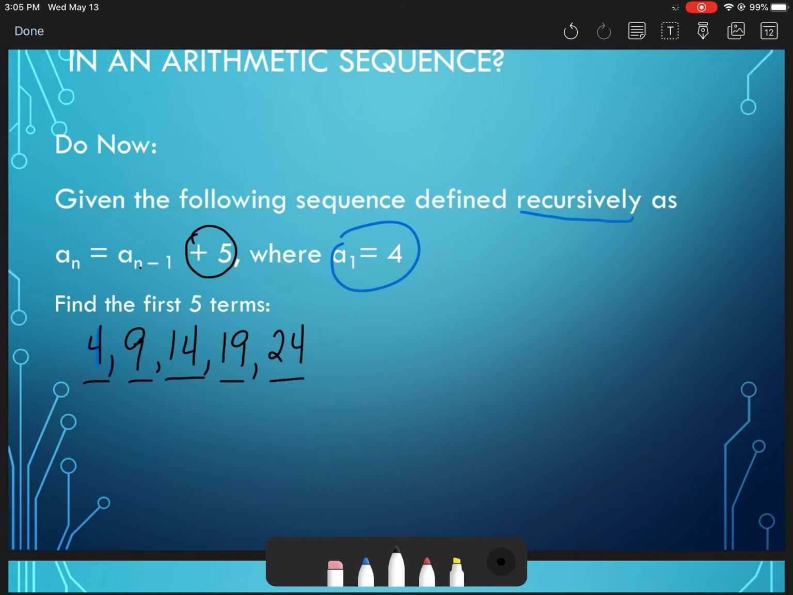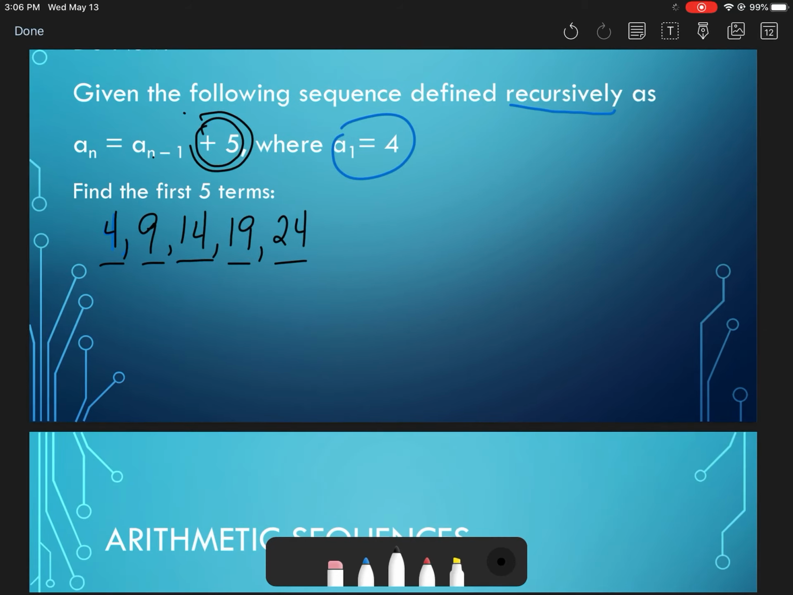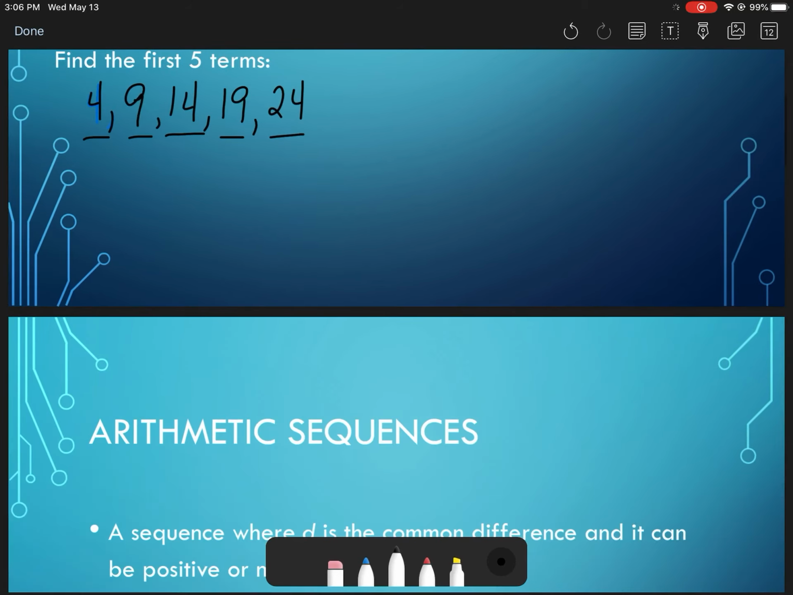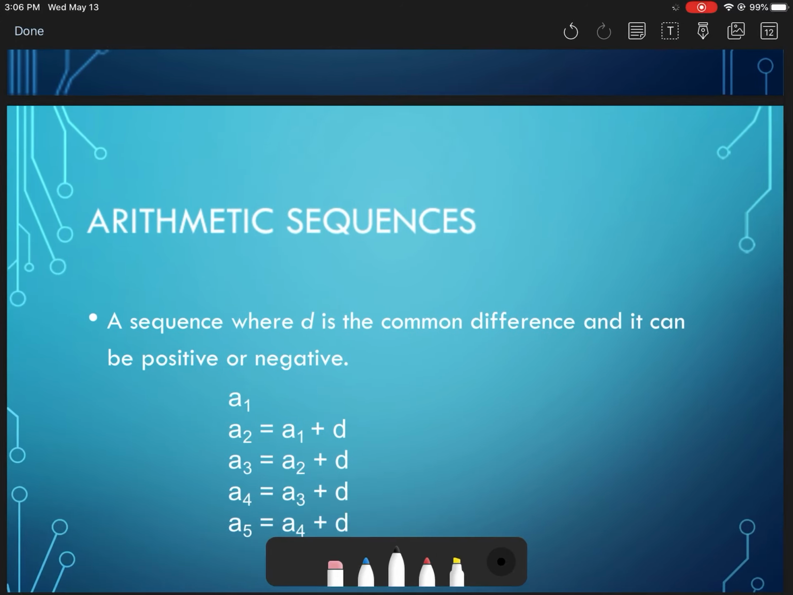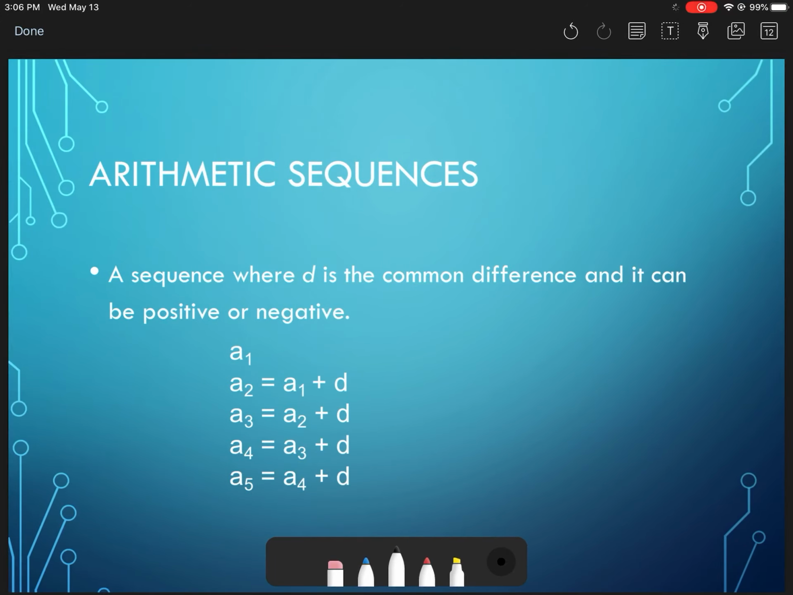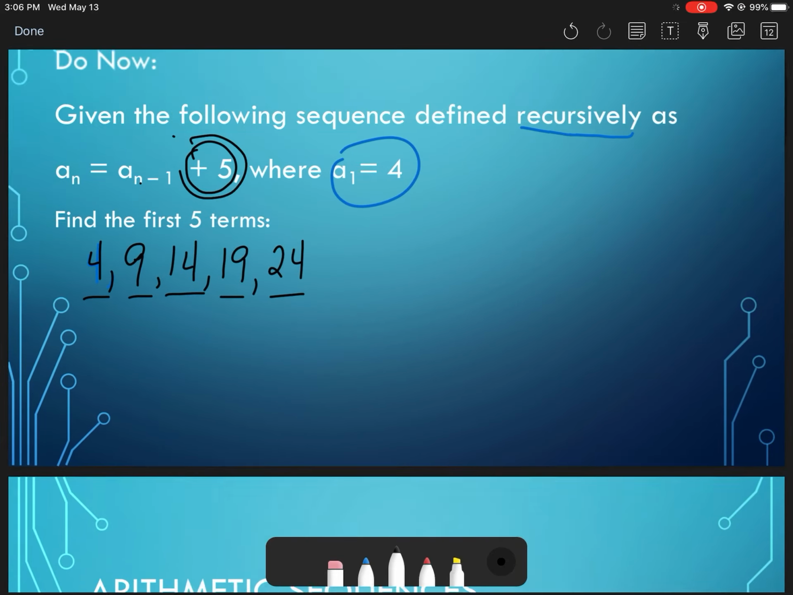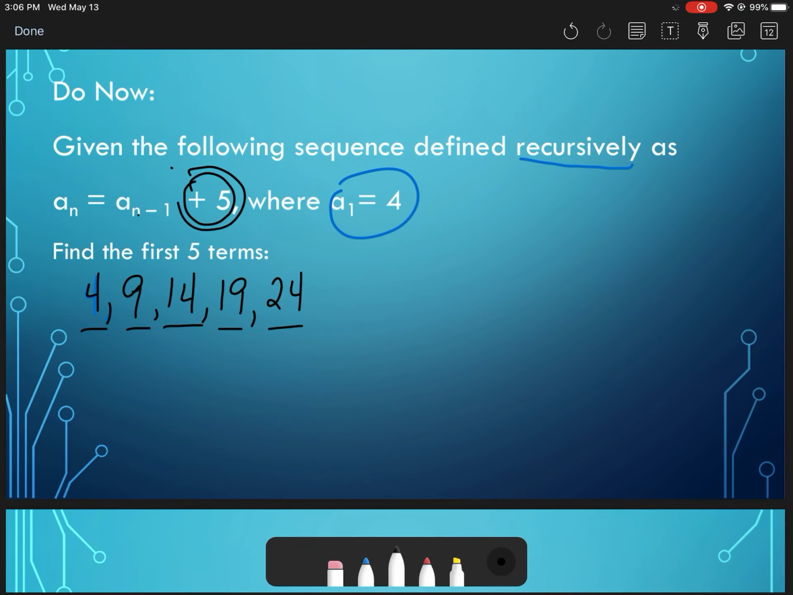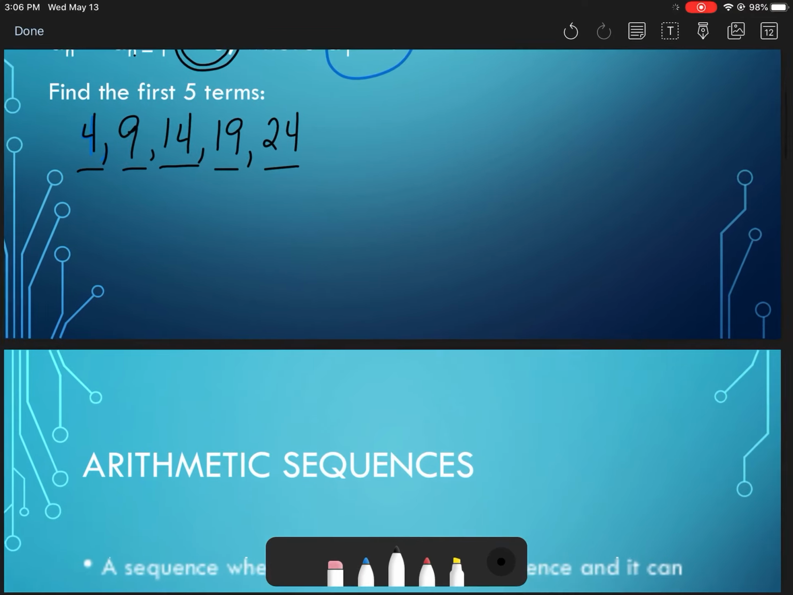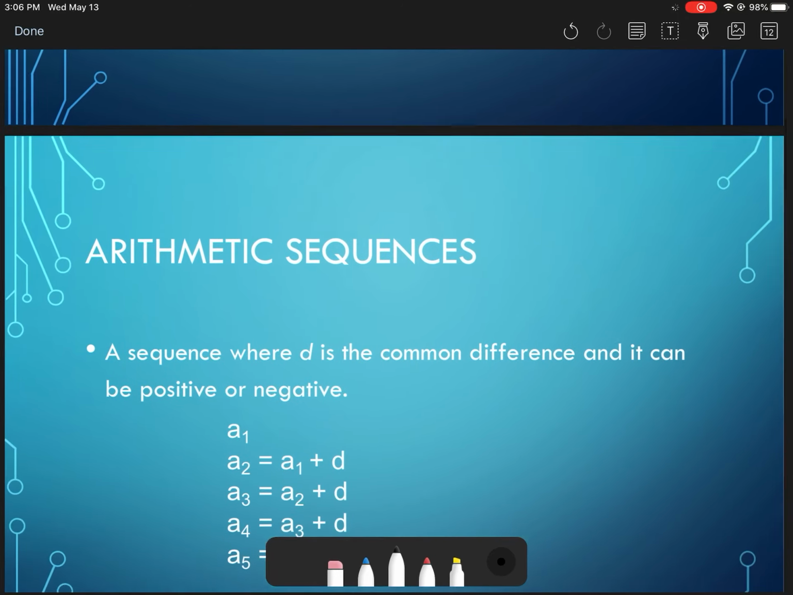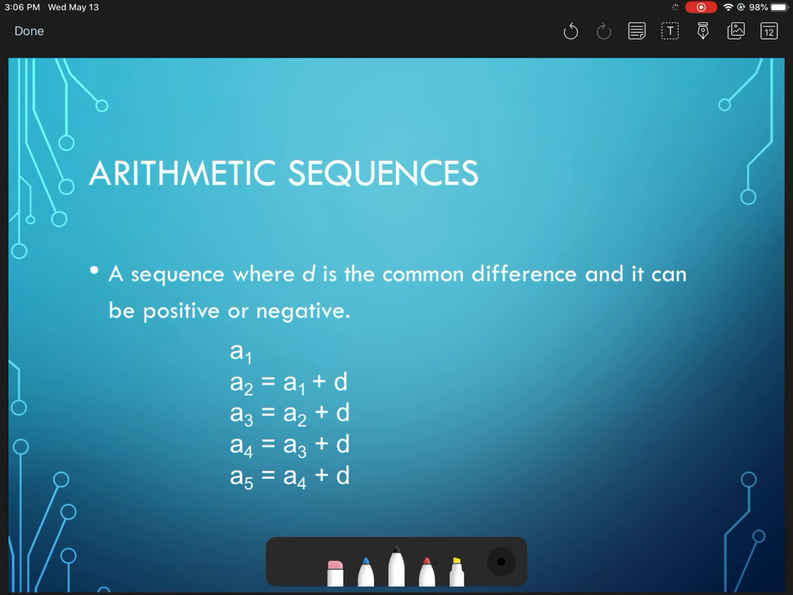So again, this is a recursive formula. They're really not giving you much. They're just telling you what to do to each term to get to the next one. What we're going to learn today is how to actually come up with a formula in order to find the 100th term if we wanted to. Because here, if they asked us to find the 100th term, we'd be sitting here for a while continuously adding 5 onto the next term. So that's really the whole point of having an explicit formula as opposed to recursive.